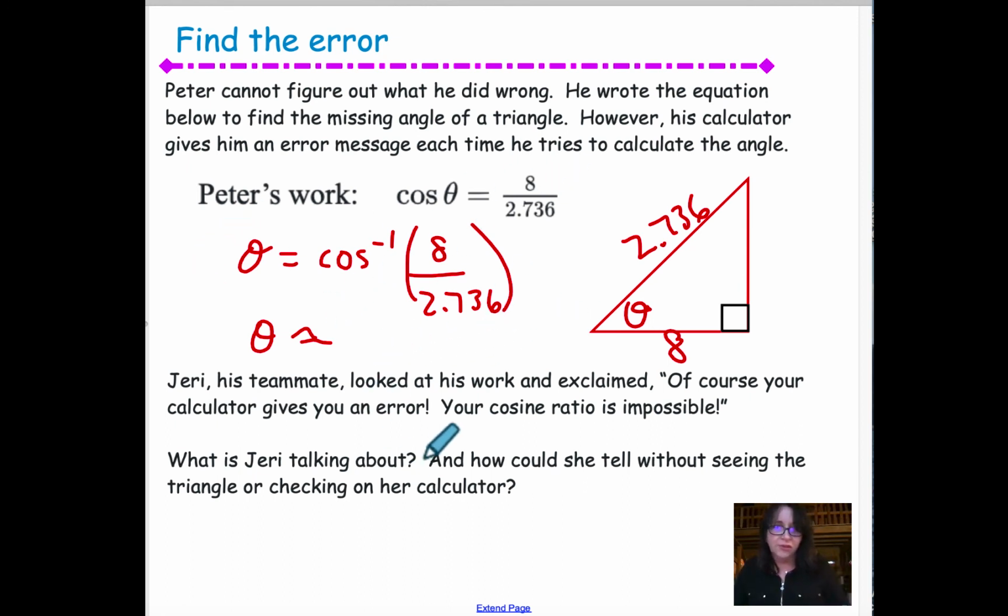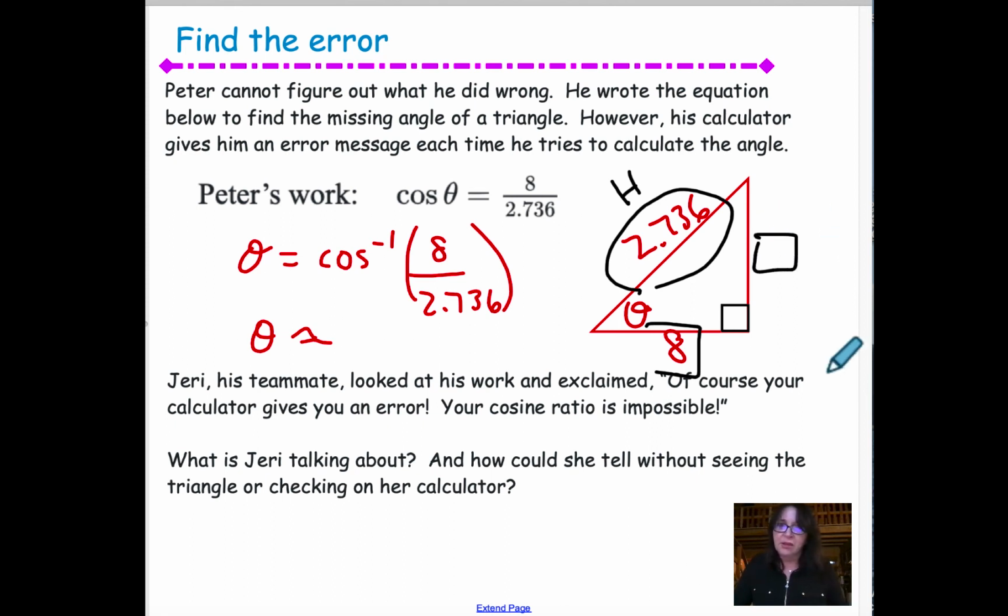Well, what you should have seen, and hopefully you did see this, is that the hypotenuse, right, for sure has to be greater than both of the lengths of the sides. The hypotenuse is always going to be the greatest length. And so if your hypotenuse, for whatever reason, is less than either of the legs, then the problem is you're not going to be able to do the problem.